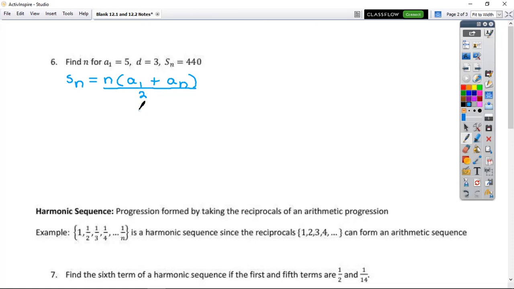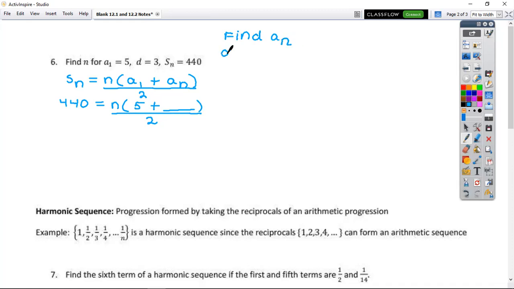So the sum is equal to 440. I do not know n. A sub 1 is equal to 5. And do we know the last term? No. And then this is divided by 2. Okay, so you have 2 unknowns and you can't have that. So I'm going to go off to the side and I am going to find a sub n.